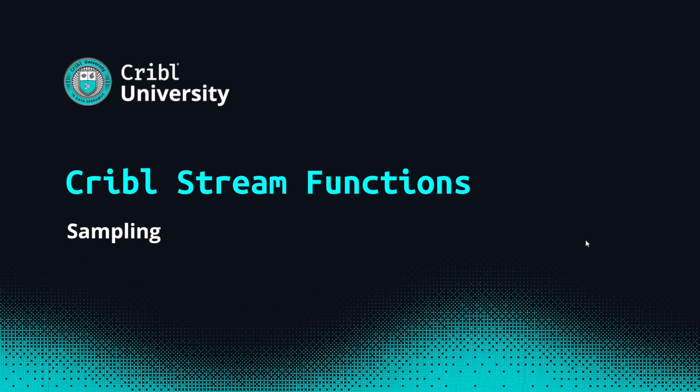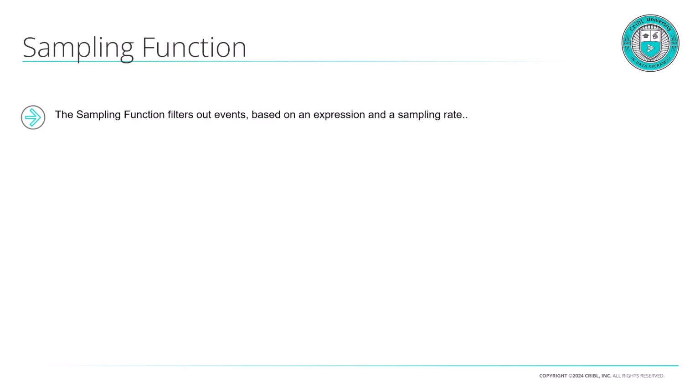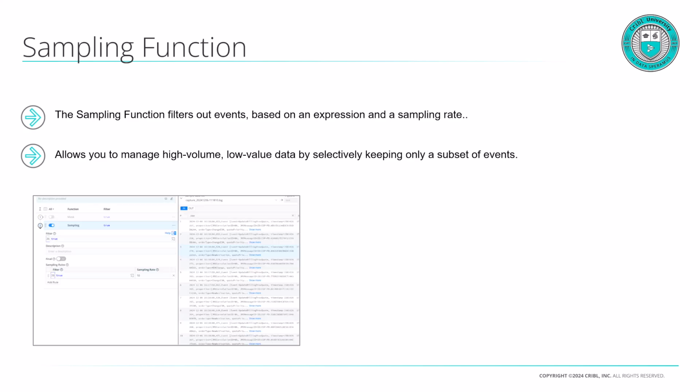Cribl Stream functions: sampling. Sampling, as the name implies, filters out events based on an expression or a sampling rate. It allows you to manage high-volume, low-value data by selectively keeping only a subset of the events. So if you've got events coming in tens, hundreds, thousands of times a second or a minute, maybe that's a little bit too much and you don't necessarily need all that. You just need 1/10 or 1/100th of that. And it's pretty easy to set up.